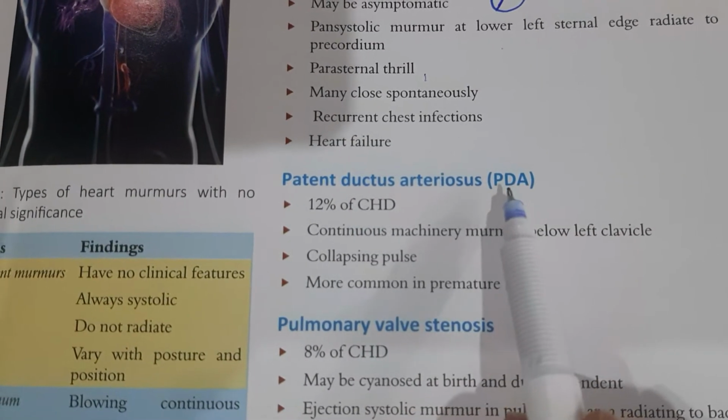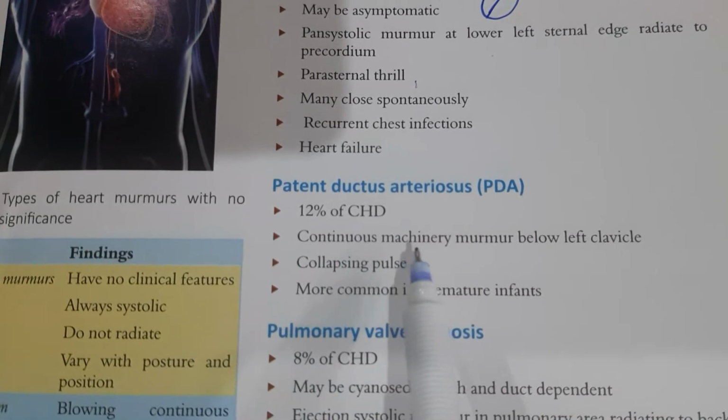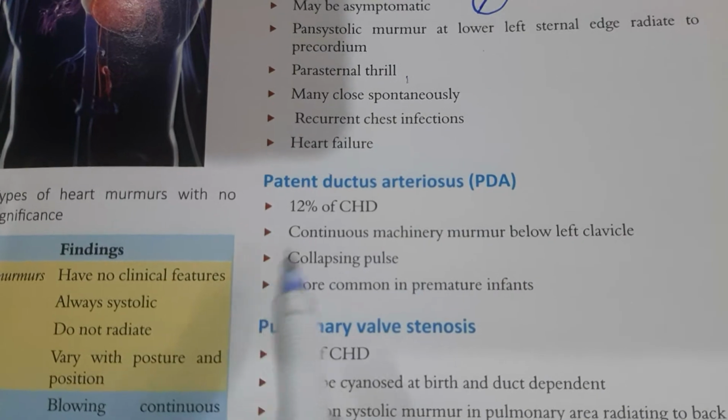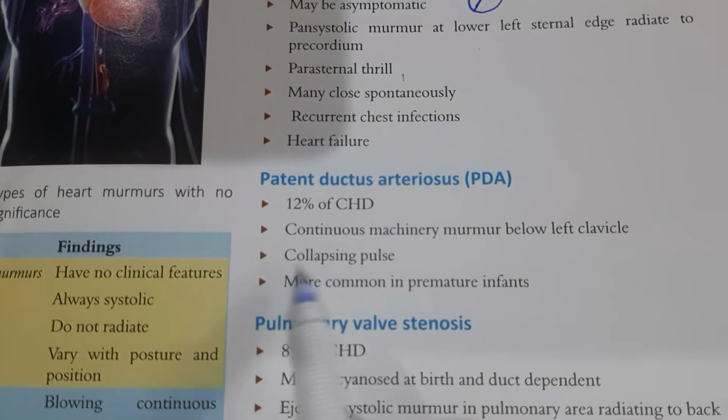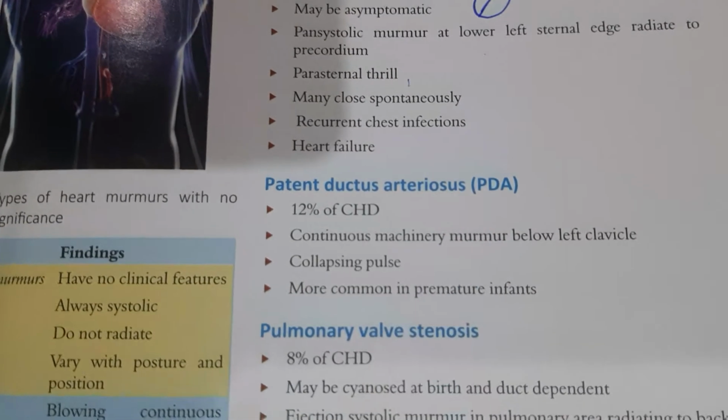Now, patent ductus arteriosus, also called PDA, constitutes 12% of the congenital heart diseases, and the specific murmur associated with the PDA is a continuous machinery murmur, and it can be felt below the left clavicle. There is a collapsing pulse in the PDA, and it is more common in premature infants.